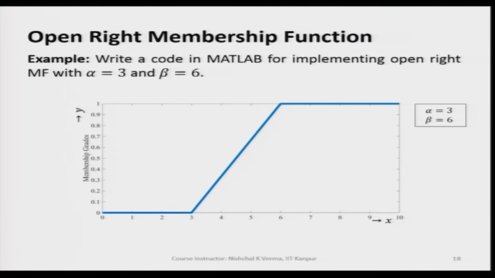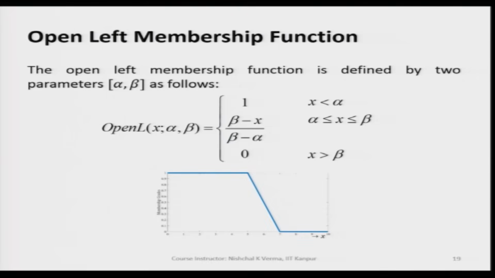Likewise, we have the open left membership function, which can be defined by open L of x; alpha, beta. This will be equal to 1 for all values of x less than alpha, equal to (beta minus x) over (beta minus alpha) for all values of x greater than or equal to alpha and less than or equal to beta, and equal to 0 for all values of x greater than beta.